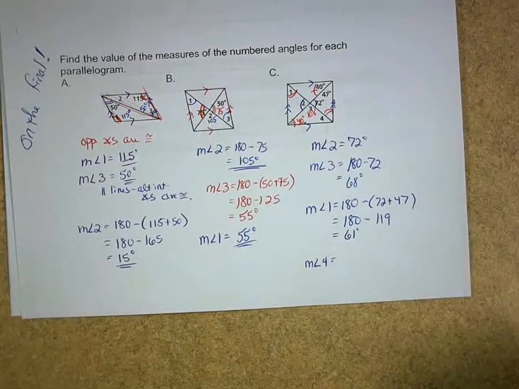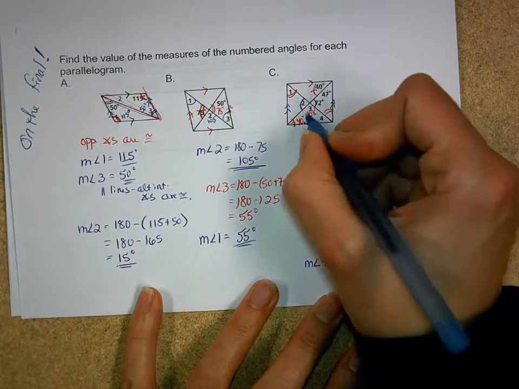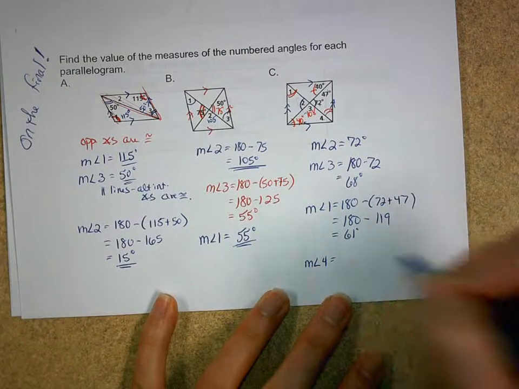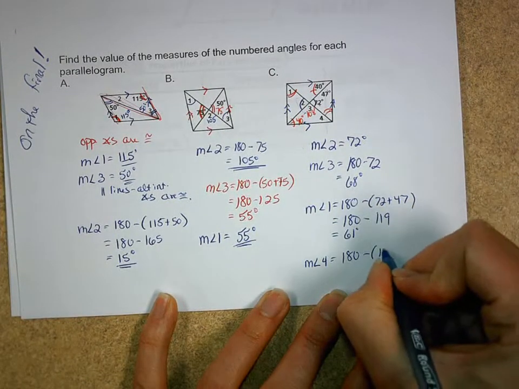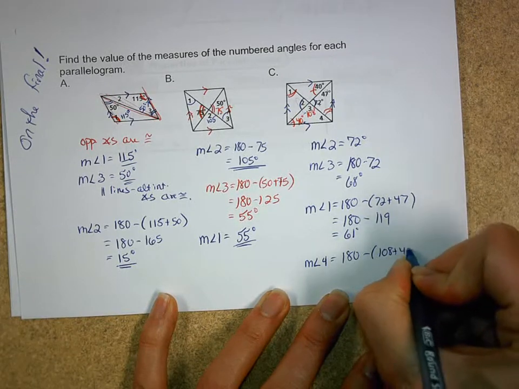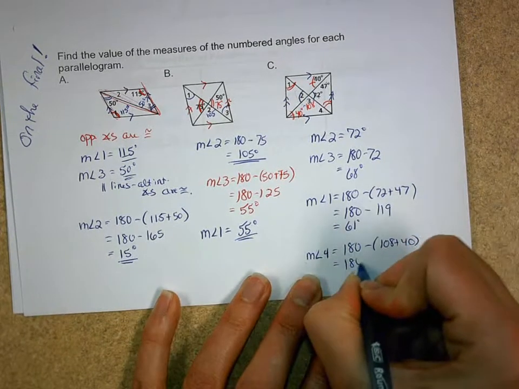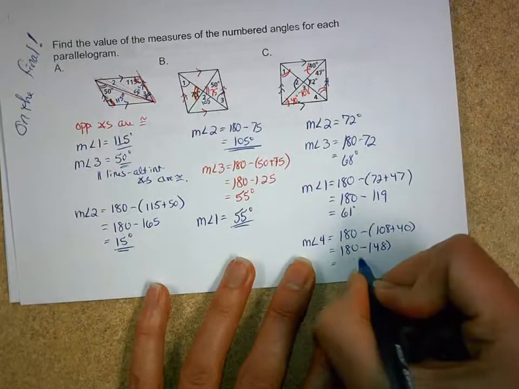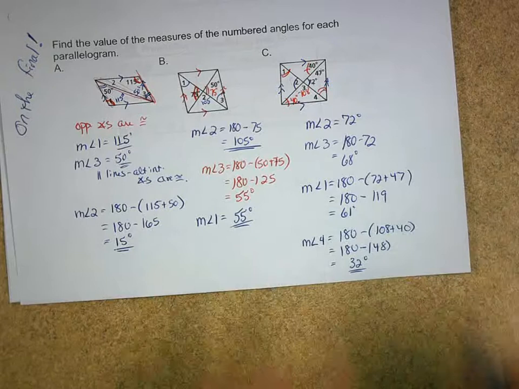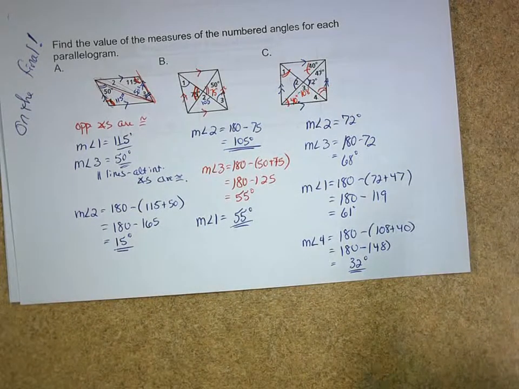Now I can easily solve for the measure of angle 4 because I know the three angles add up to 180. So I'm going to go 180 minus the other two added together, which is 108 plus 40, so that's 148. That equals 32 degrees.